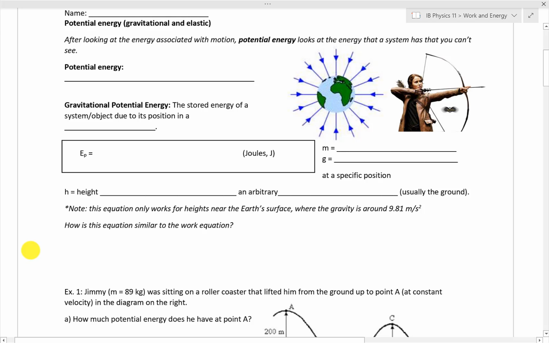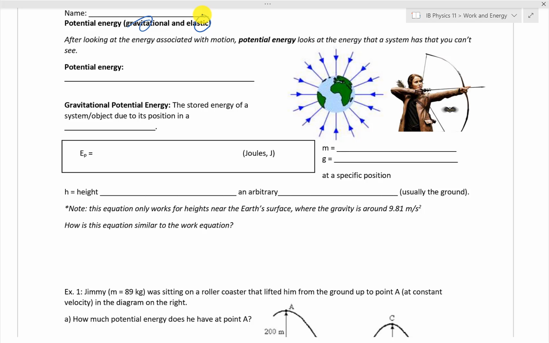In these videos, we are going to talk about potential energy, gravitational and elastic, which warrants two videos. This one will be on gravitational. In the second one, we will talk about elastic potential energy. So just in brief, what is potential energy?